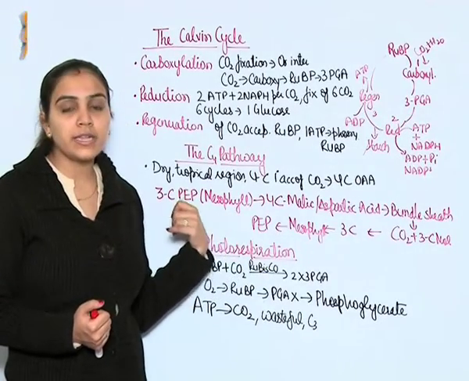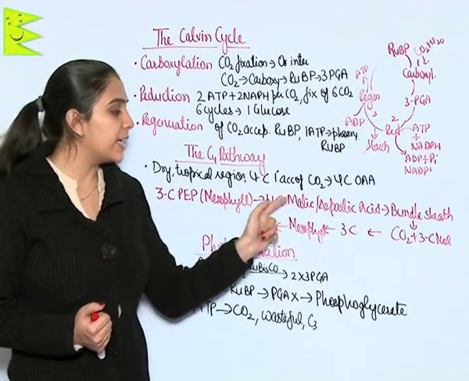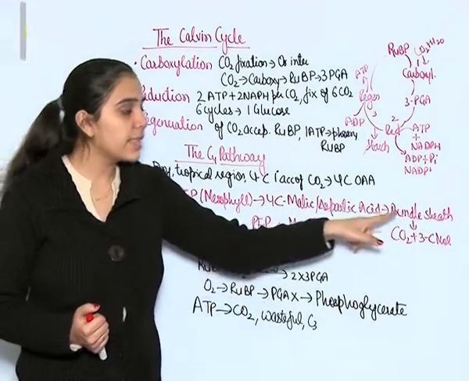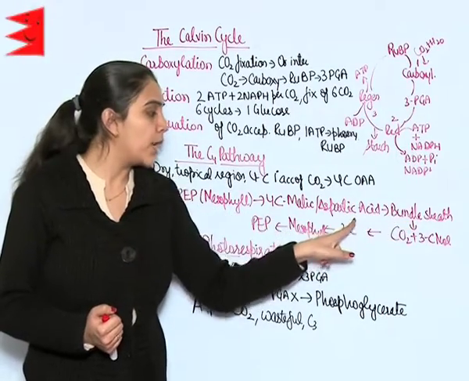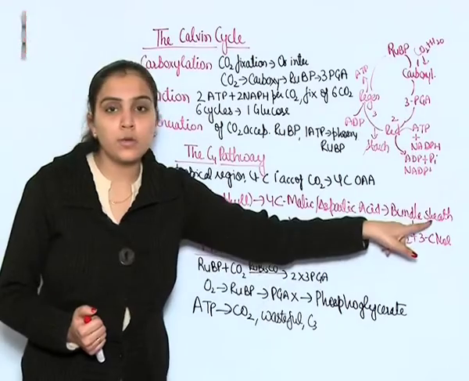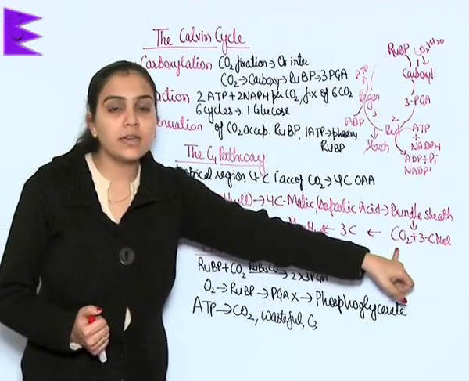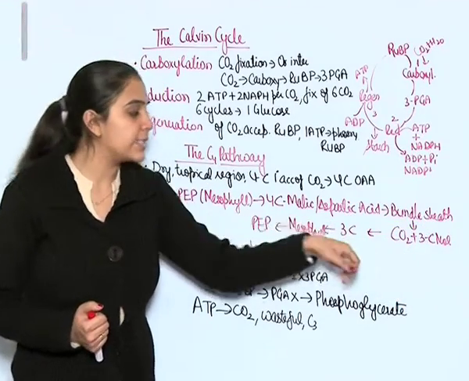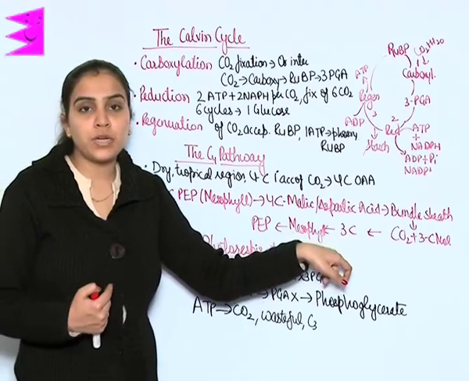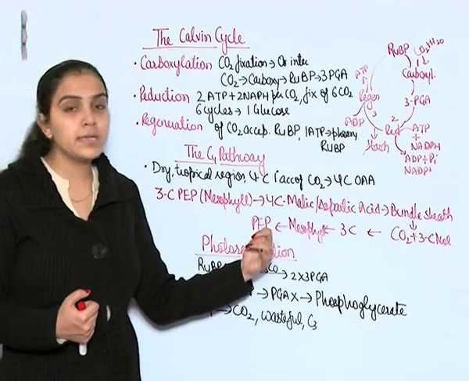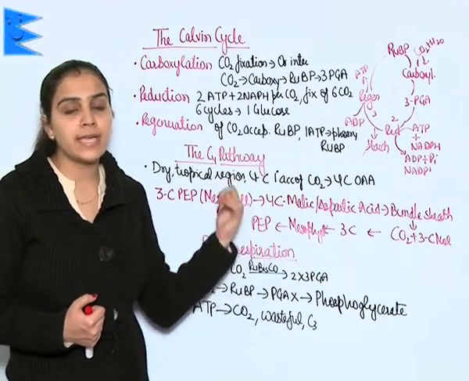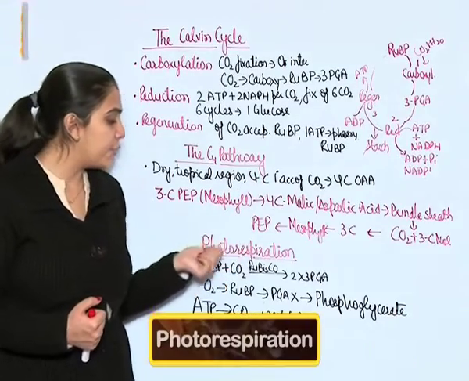How it was occurring? PEP was getting transferred, then the 4-carbon compound is going to bundle sheath cells, breaking down there, and the 3-carbon molecule is again transported back to mesophyll, PEP is formed and the cycle is completed.